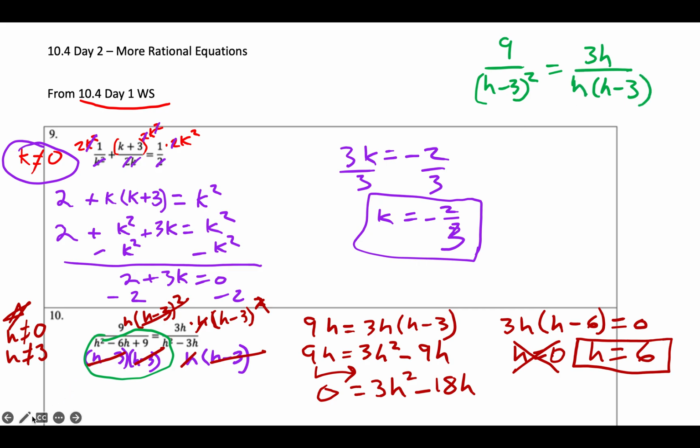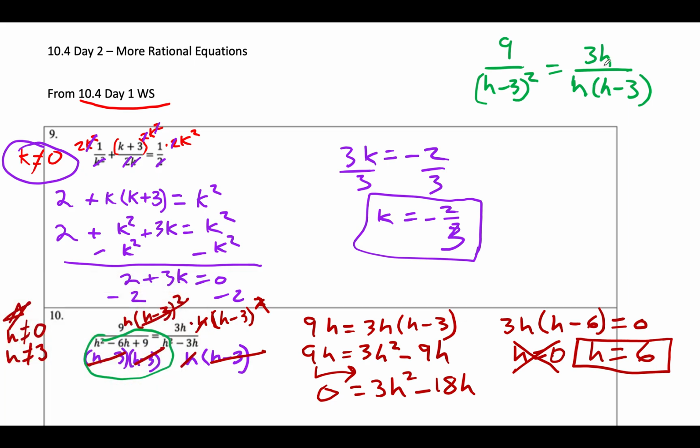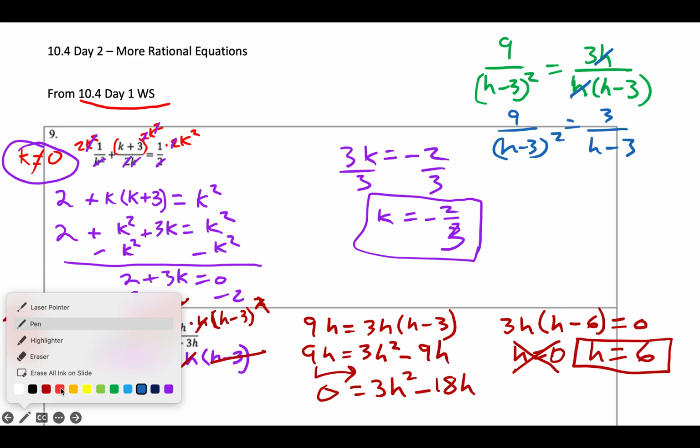And some people are like, can't I just cross these h's out? And yes, you can. And I get 9 over (h minus 3) squared equals 3 over (h minus 3). And this actually becomes easier to work with, because now I could cross multiply, but it's easier just to multiply everything by (h minus 3) squared.